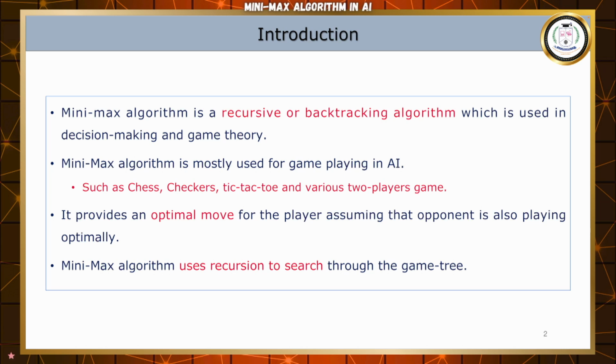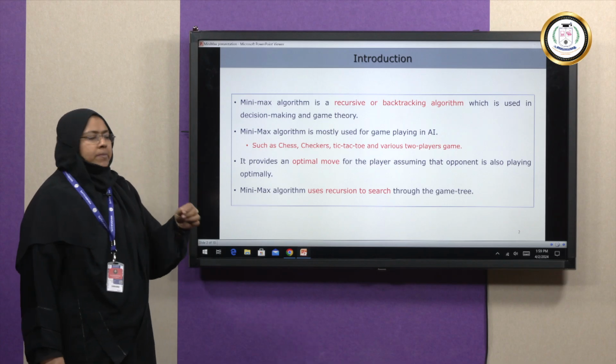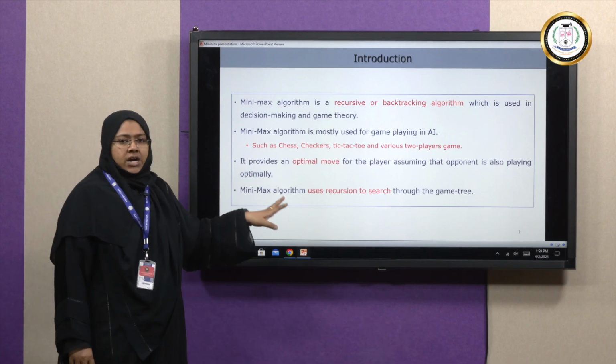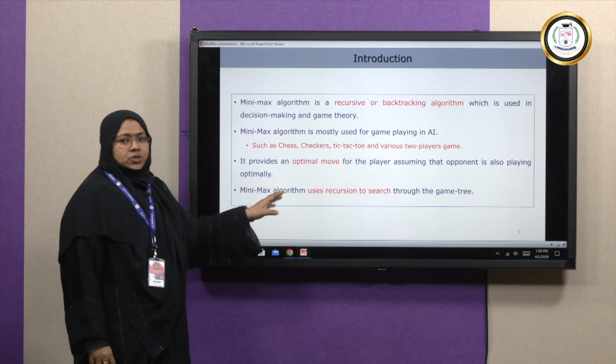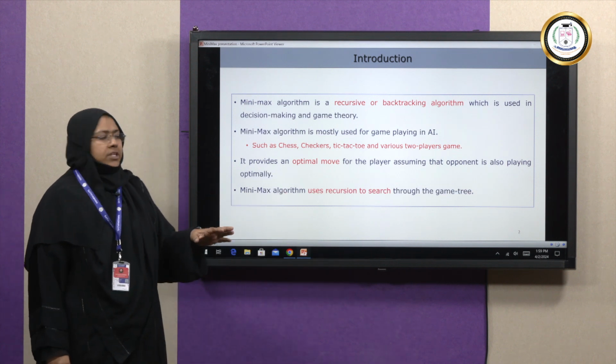It is assumed that all the moves made by the player will be optimal moves. Both the person who is playing as well as the opponent, both their moves will be optimal. Here it uses recursive traversal so that it visits all the nodes in the tree.